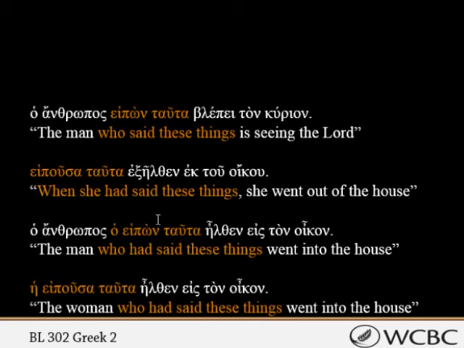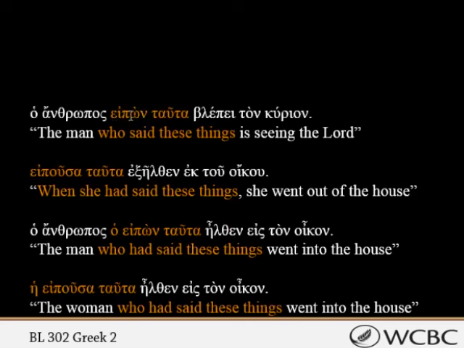So if you look at the first sentence, ho anthropos eipon tauta blepei ton kurion. What we have is eipon, our participle, is going to be an aorist active participle. Then it's going to be nominative masculine singular. That goes along with the article and the noun, all nominative masculine singular. So this is functioning as a unit. And so we would translate this as "the man," ho anthropos, the man, and then we'd say, "who said these things." So that would be the translation of eipon.